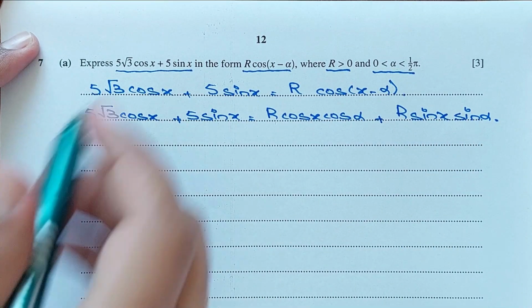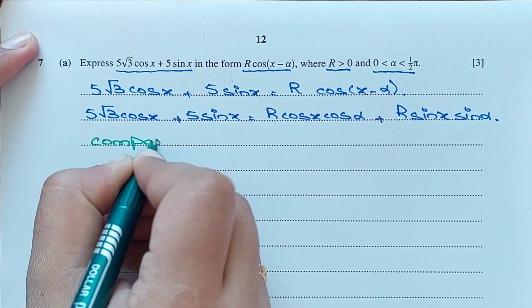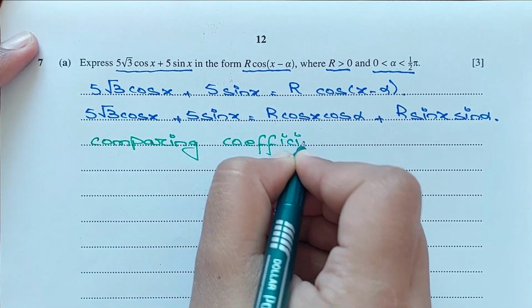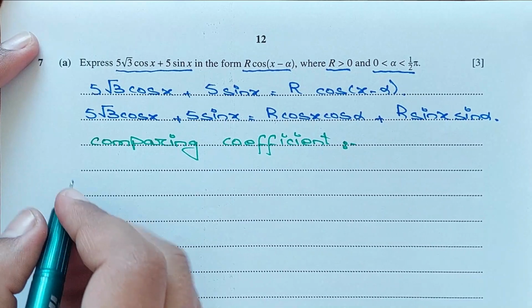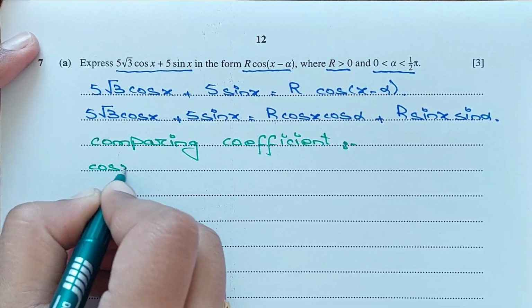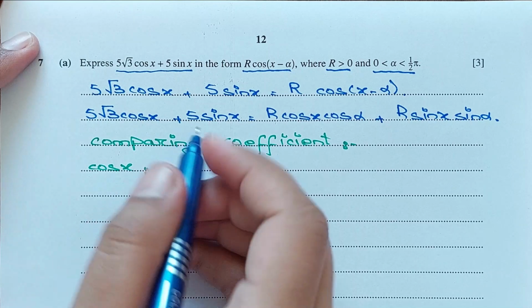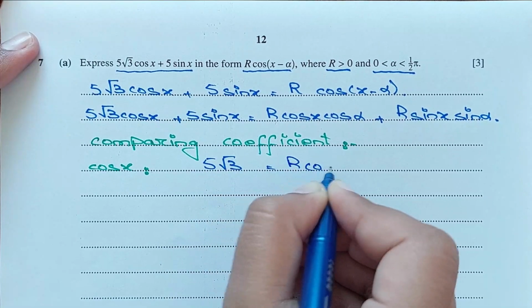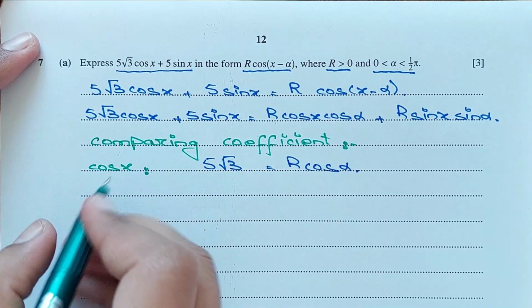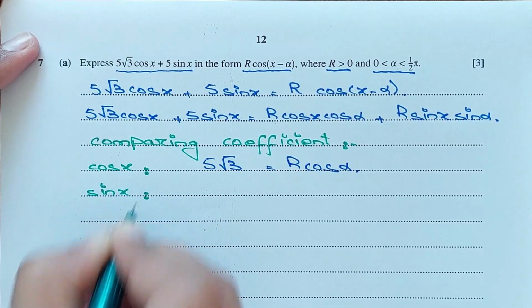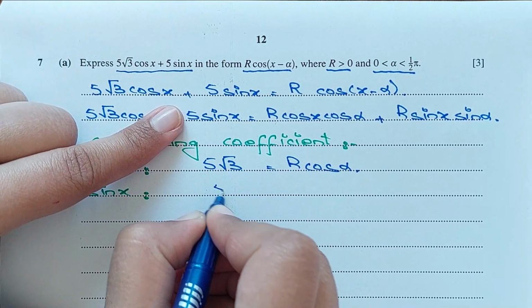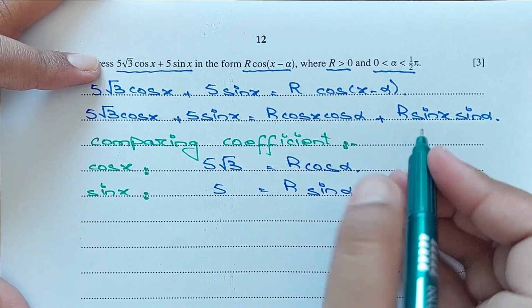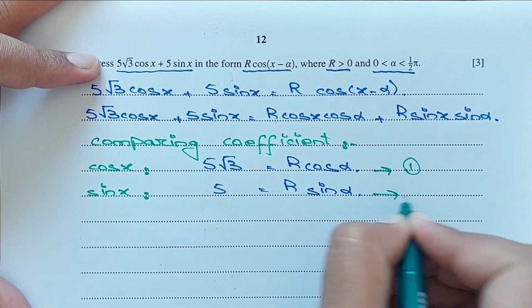Now in the next step we have to compare the coefficients. First let me compare the coefficient of cos x. Comparing the coefficients of cos x, we have 5 square root of 3 equals to r cos alpha, right? Comparing coefficients of sin x, this gives me 5 equals to r sin alpha, right? Now we have two equations. This is my first equation and this is my second equation.